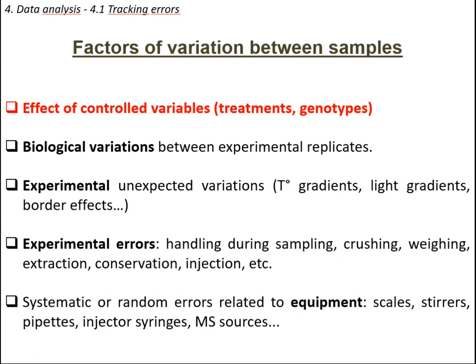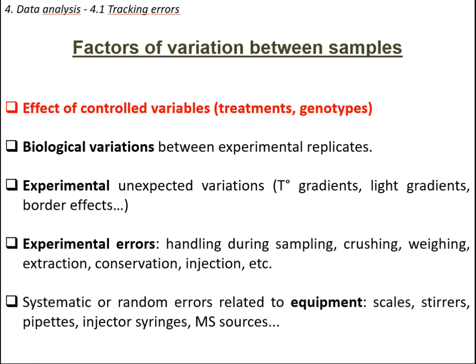Then you have experimental errors, like during sampling, when you crush the samples, when you weigh them, during the extraction, the conservation, the injection. The list is very long of everything that can go wrong within this experiment. So it requires some expertise and know-how. You need to do that several times before you really know what can be the problems at these different steps. So we prefer experienced technicians to do these steps, and the errors can be very harmful to the results.